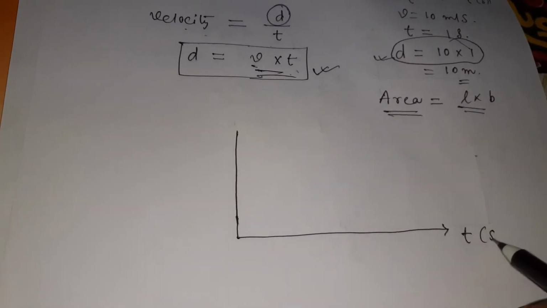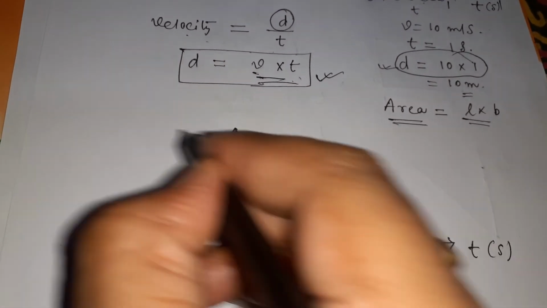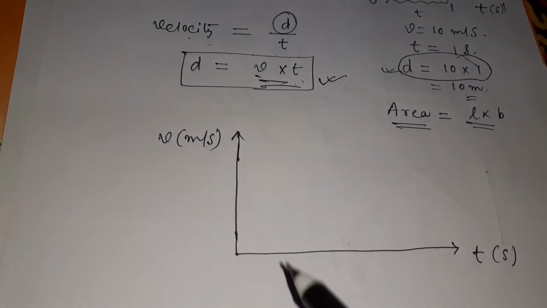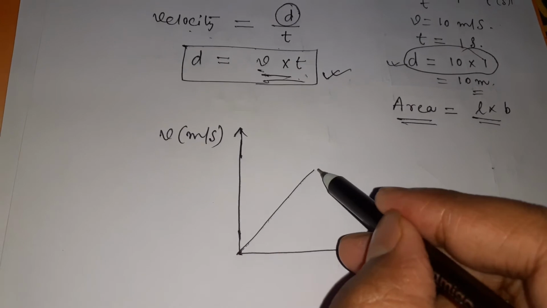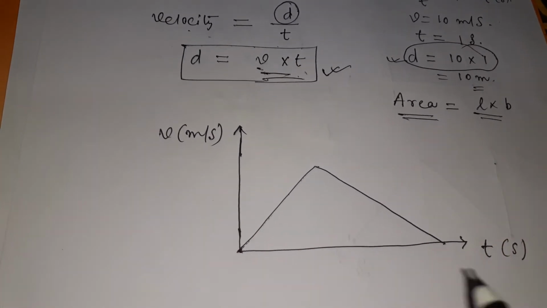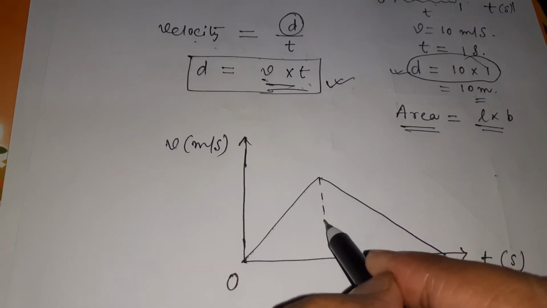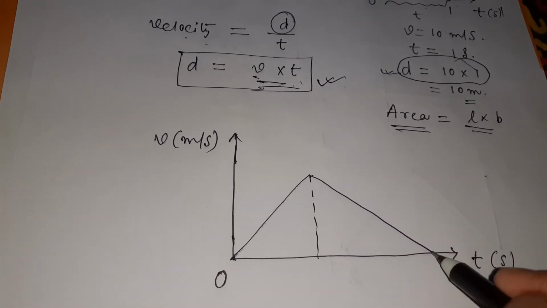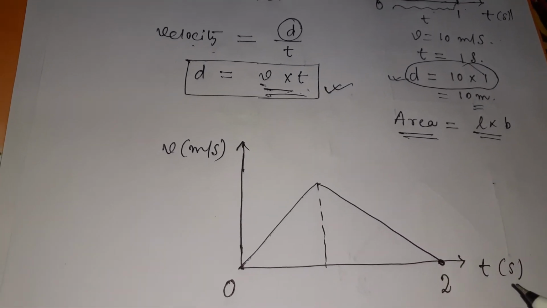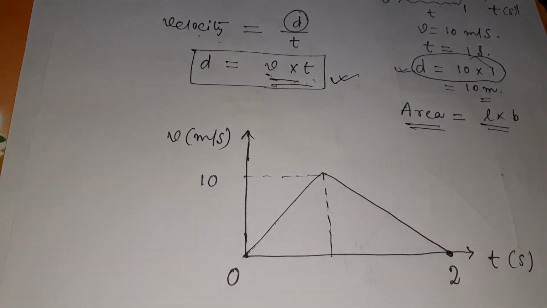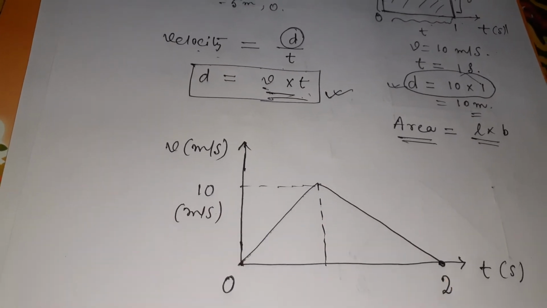Same thing, time in seconds on the x-axis, velocity in meters per second along the y-axis. Suppose this type of graph is given to you. This is the 0 position. Maybe this one is the height of the triangle, and this one may be 2. And this one is given to you maybe 10. So 10 means 10 meters per second velocity is given to you.